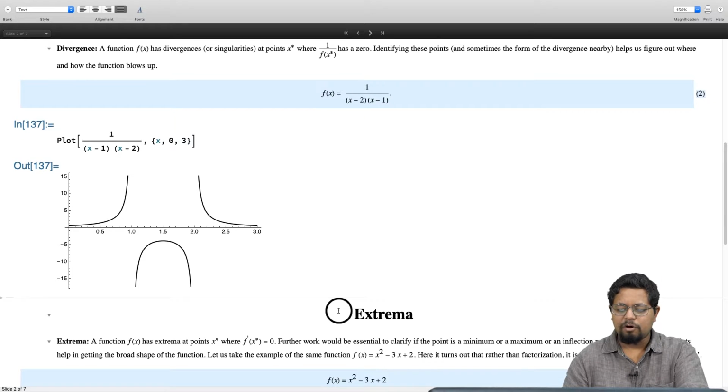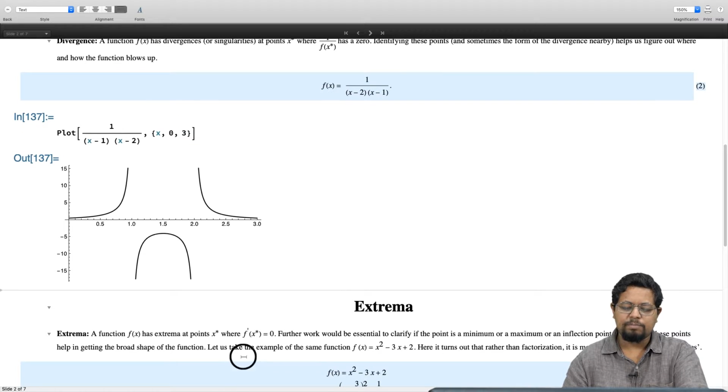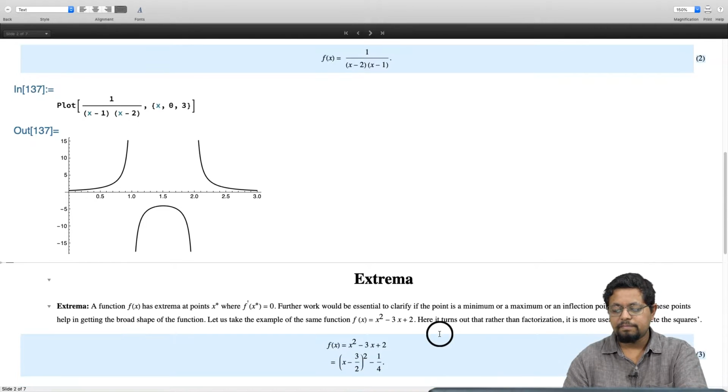Extrema are another interesting property. Extrema is defined as a point x star where f prime of x star vanishes. Now, in order to understand what kind of extrema it is, you need to do some more work. You need to find the second derivative, and from the second derivative you can establish whether it has a minimum at that point or a maximum at that point or a point of inflection.